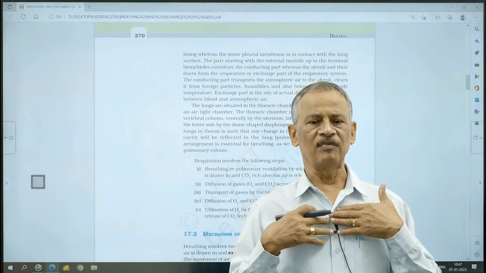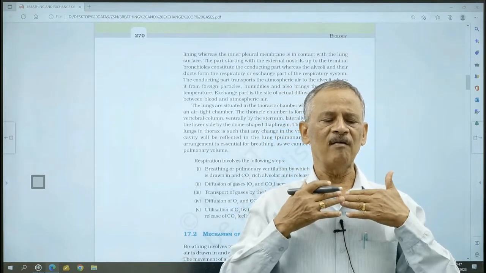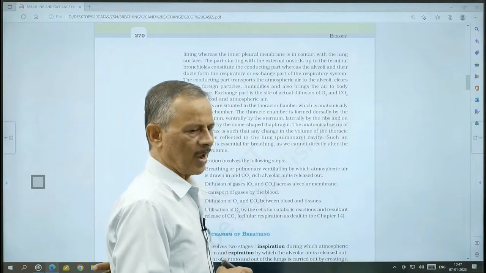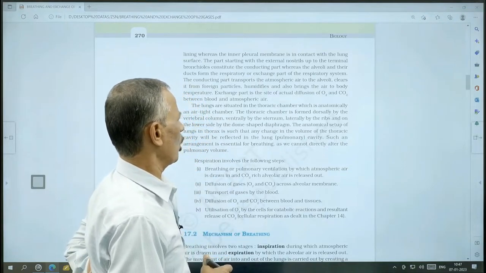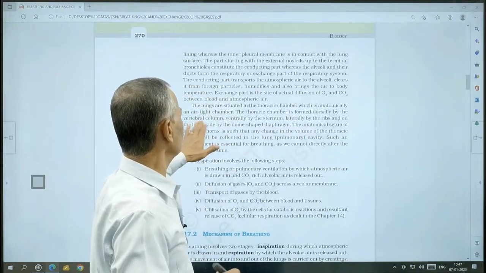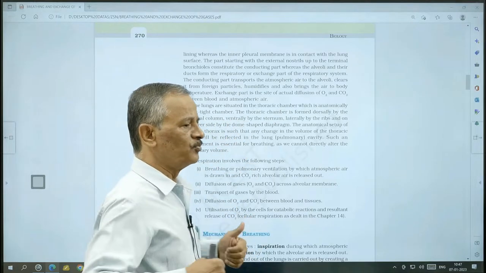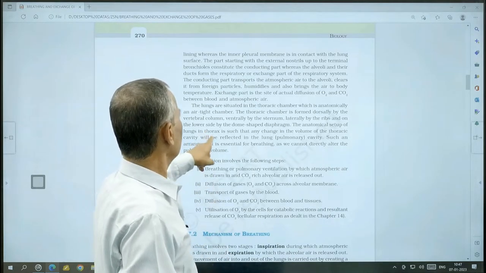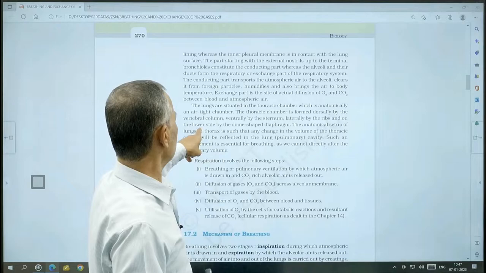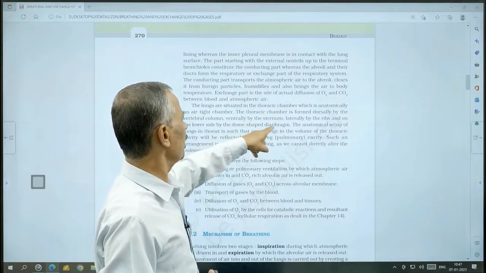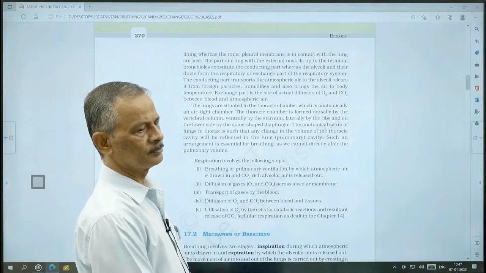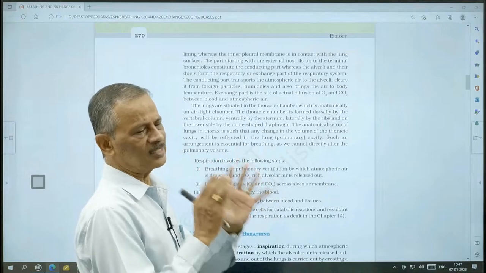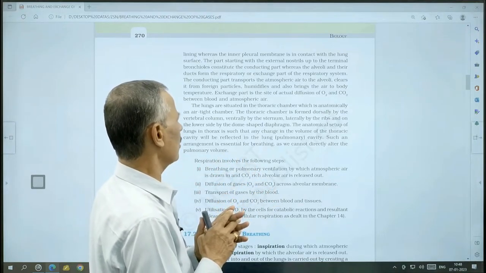In this thoracic cavity, on the ventral side, you are having the sternum. On the dorsal side, that is on the back, we are having the vertebral column, and on the sides you are having the ribs. Ribs are on the lateral. And lower, that is posterior, you are having a dome-shaped diaphragm. So that is the thoracic chamber. It is in this airtight thoracic chamber that the lungs are kept.